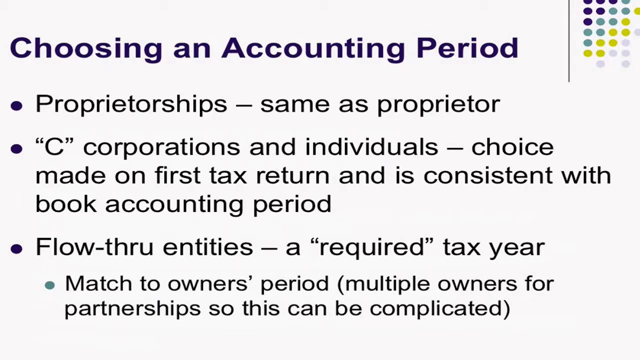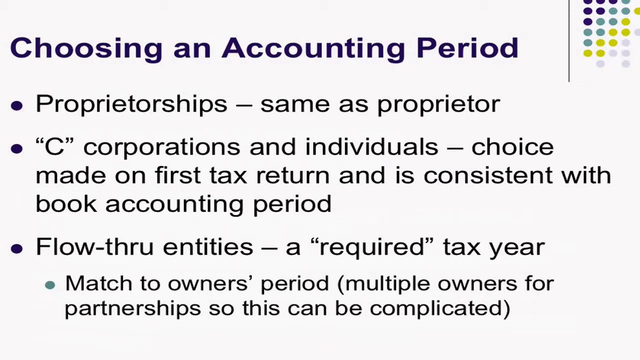For sole proprietors, it's the same. Their accounting period is the same as their proprietorship. Remember, a sole proprietor figures out income and expenses on their business, puts it on Schedule C, and files it with their normal tax return. So their tax year is going to be 12/31. C corporations and individuals can make a choice when they file their first tax return, when the business first goes into effect, and they file a tax return that's consistent with whatever their book accounting period is, but they're pretty much stuck with it then. You have to get IRS permission once you pick an accounting period. If you want to change it in some way, you have to get permission to do that.